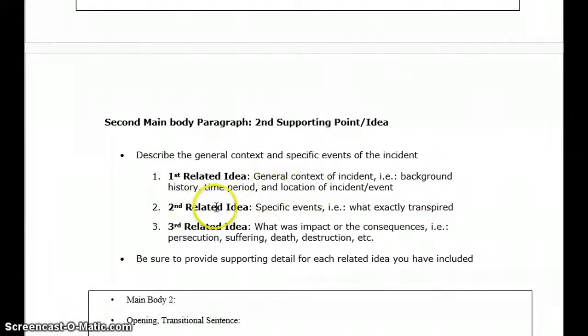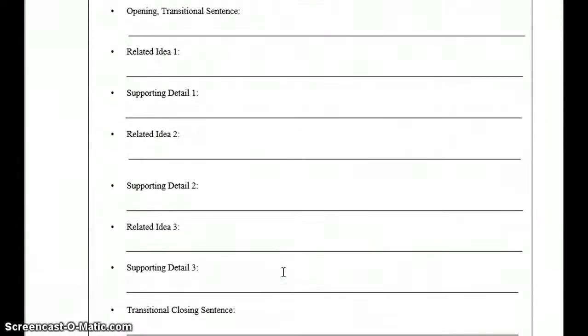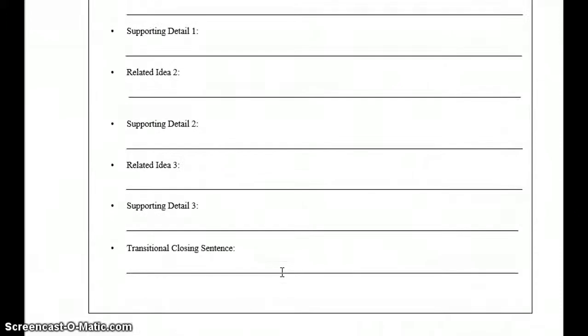With the second related idea, you're going to look at the specific events. In other words, what exactly transpired. With your third related idea, you're going to look at the impact of the event or the consequences. In other words, was there persecution? What type of suffering or how much? The death and destruction that occurred. And make sure, once you've done that, that you provided supporting detail for each of these related ideas. Here's a picture of the second main body paragraph template.